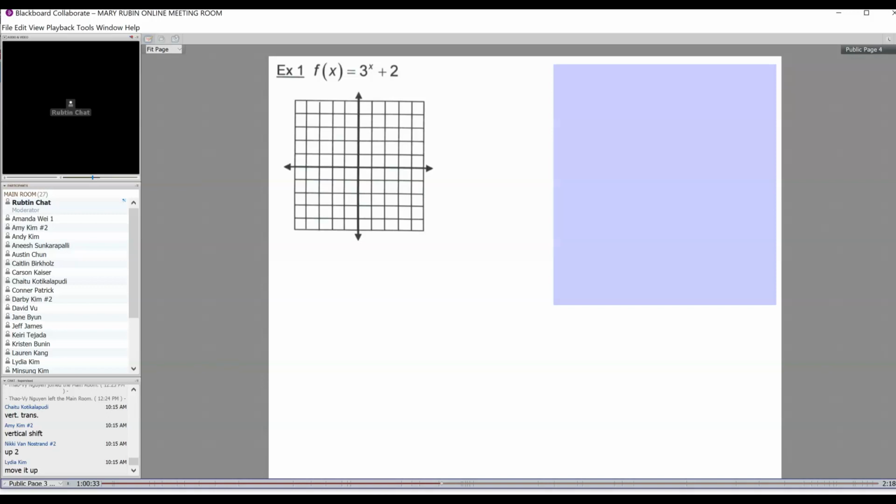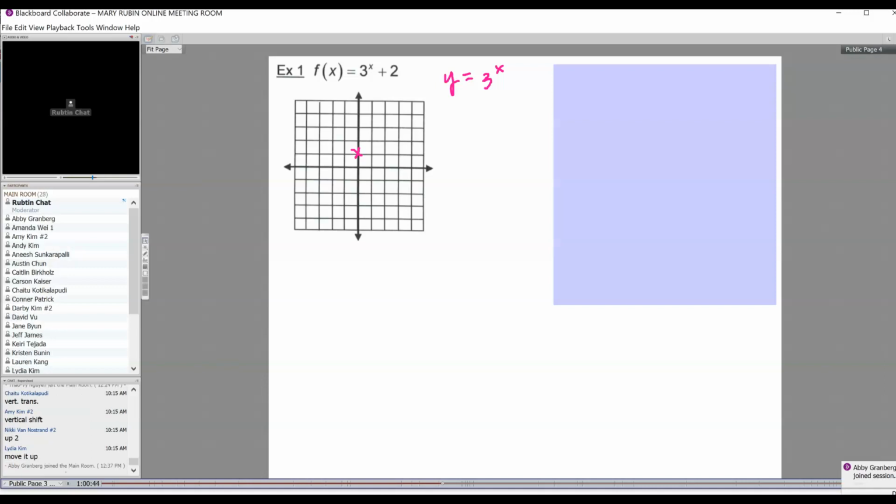A lot of times I'll graph the original one, just with a little x. So if I had graphed the parent function, y equals 3 to the x, it would have been 0, 1, 1, 3. But I'm shifting everybody up. So let me shift. 1, 2, 3. This guy is now here. And I'm going to go right off. Oh, shoot, I'm going up 2. Sorry. 2. So however you want to do this is completely fine.